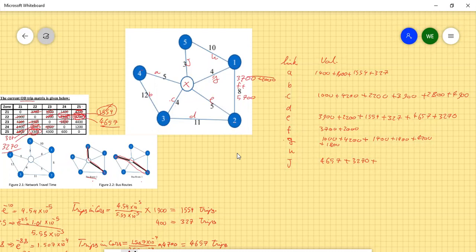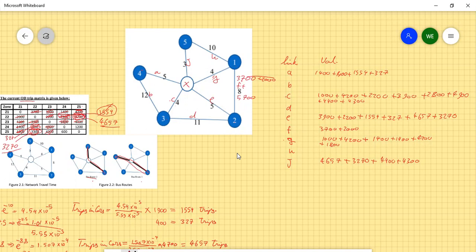The remaining from zone 3 to zone 5 is going to take this route, only 7 units. So we have to add to C this 4,400 plus 4,300. And this will go to J. 4,400 plus 4,300.